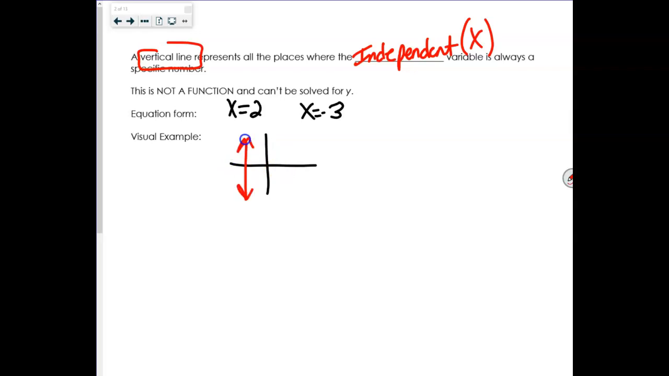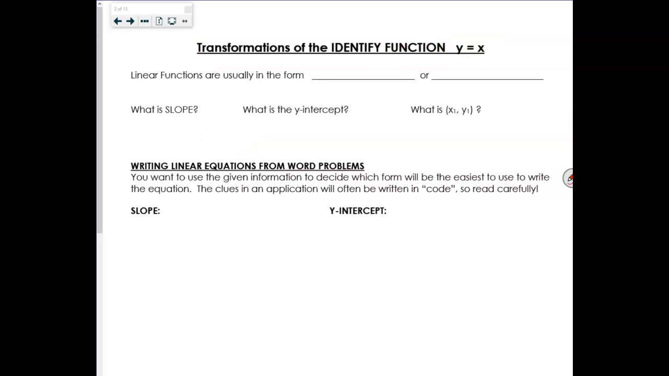Now, bad news. All of our work today and tomorrow's lesson is going to be applications of linear functions. There are very few applications in the real world that produce vertical and horizontal lines. So our focus is going to be on the slanty lines, the normal lines that you guys are used to, which are known as transformations of the identity function. This is the identity function, but the line that you guys are most familiar with is y equals mx plus b. Sound familiar?